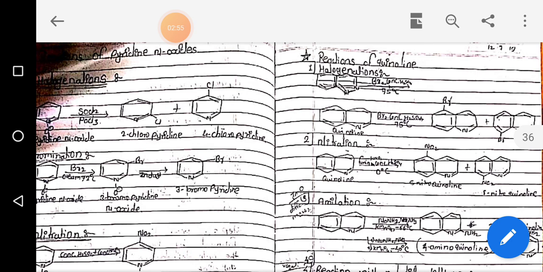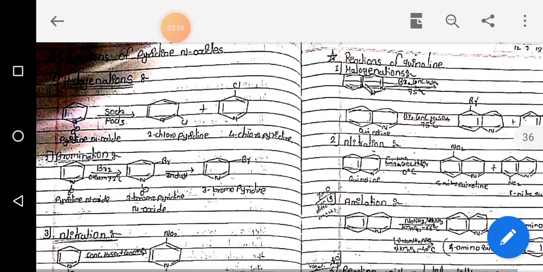The pyridine N-oxide reacts with SOCl2 and gives the product at the 2 and 4 positions, because we have studied that the 2 and 4 positions are more favorable for nucleophilic substitution reactions. So in this case, nucleophilic and electrophilic substitution reactions take place. This is the basic reaction, and we can understand it easily. This is the nucleophilic and this is the electrophilic substitution reaction. The mechanism is given here. We can easily write it. I will show you how to write it.